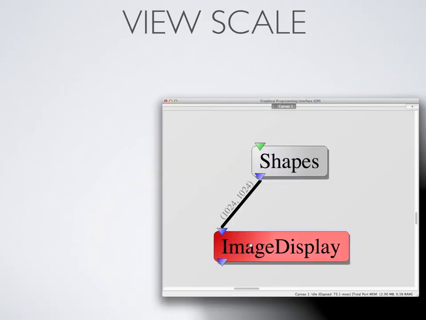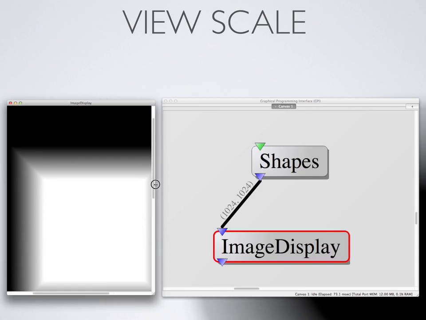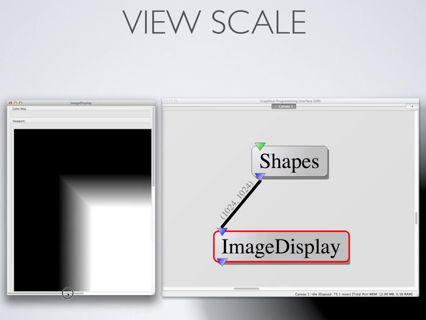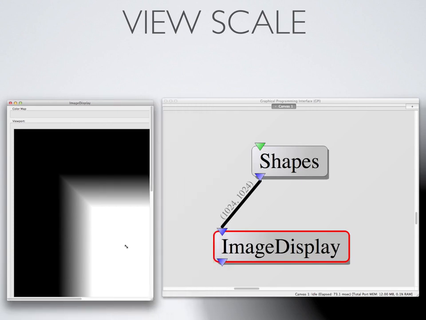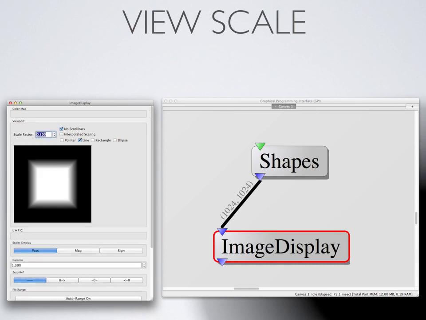In this network, we have the shapes node generating a larger 2D array, one that is not completely visible within this window. So if panning or window sizing are not sufficient, we can double-click the viewport widget to get some extra options and zoom by changing the scale factor value.